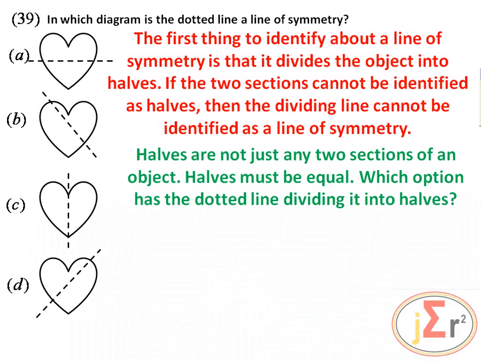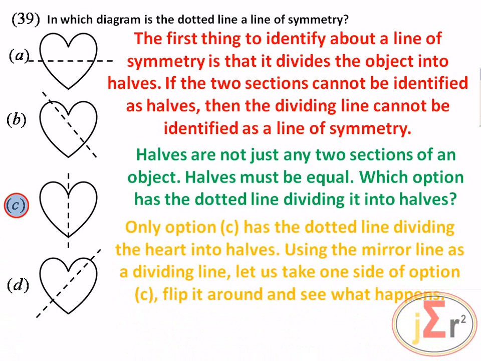Which option has the dotted line dividing it into halves? Do we have any other option? No. Right. Option C is the only option that has the object obviously divided into halves. Only option C has the dotted line dividing the heart into halves.